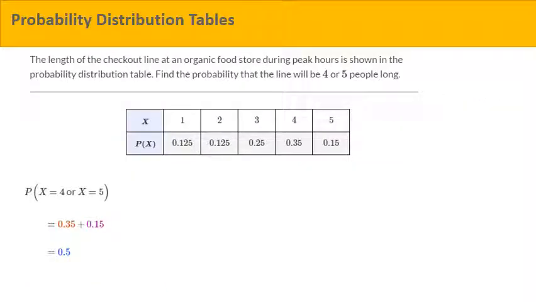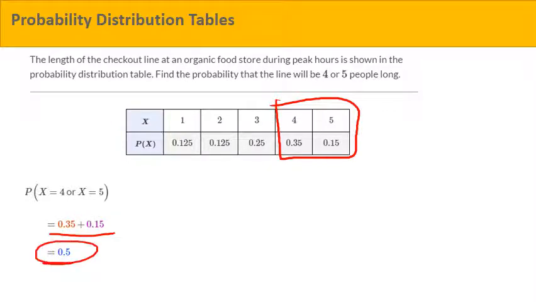So let's look at this example. The length of a checkout line at an organic food store during its peak hours is shown in the probability distribution table. Find the probability that the line will be 4 or 5 people long. The probability of it being 4 people is 0.35 or 35%. 5 people is 15%. So you would add those up, 0.35 plus 0.15, so it's about 50%. So the probability that the line will be 4 or 5 people long is about 50% of the time during the peak hours.